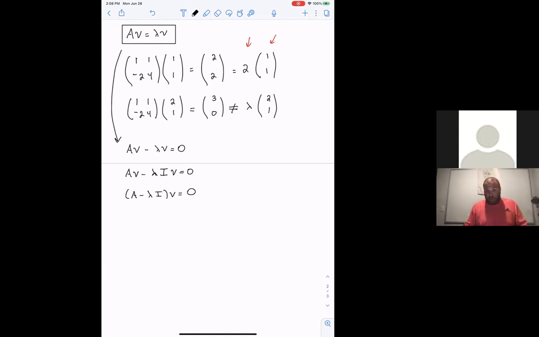So zeros are kind of boring. They don't really give us anything interesting, so we're going to just ignore them. We're going to say, yes, 0 works, but let's ignore that one. Let's find something else. The goal here is to find something other than the 0 vector that works.